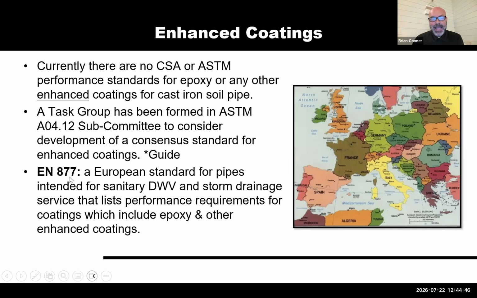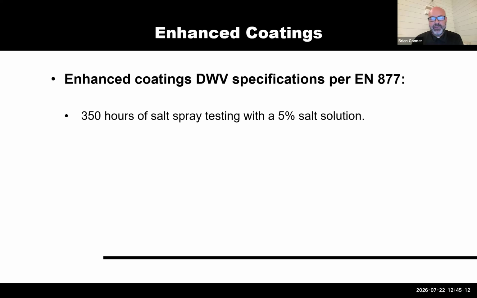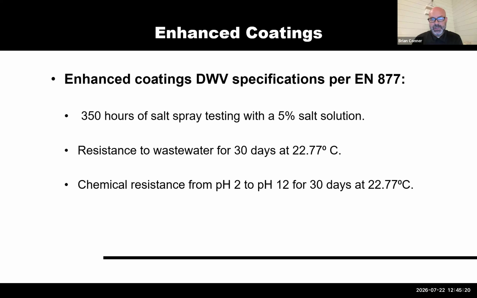But there is an EN 877 standard from Europe for pipe intended for sanitary DWV and storm drainage, and it is a performance standard for coatings. So we sought that out, and others are manufacturing their coatings or testing their coatings, I should say, to this specification. In it, you'll find things like 350-hour salt spray testing with 5% salt solutions, resistance to wastewater, chemical resistance at pHs from 2 to 12 for 30 days at elevated temperatures and low temperatures, and then resistance to hot water.